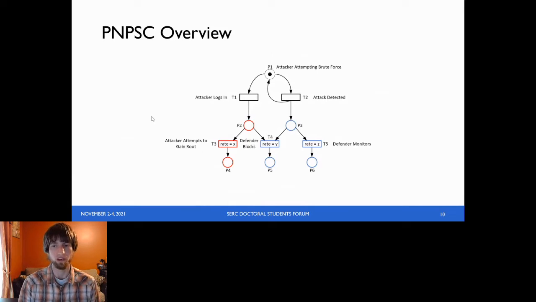If they're running a honeypot situation and they want to see what the attacker is capable of, instead of blocking the attack, they may choose to just monitor the attacker. If the attacker logs in, which is T1, he has one action he can take. He can try to gain root or administrative access, which is transition T3.